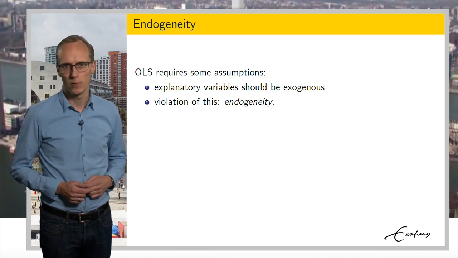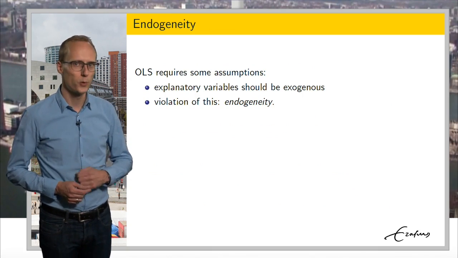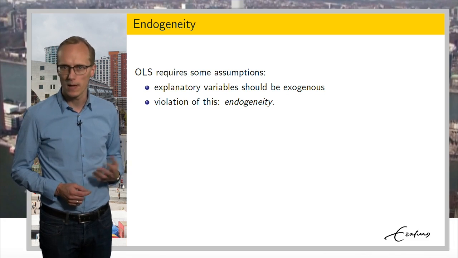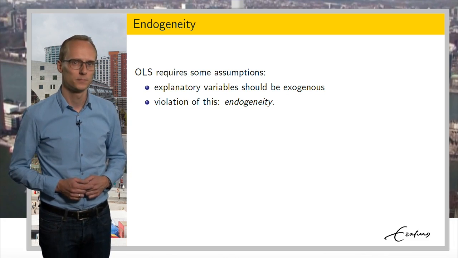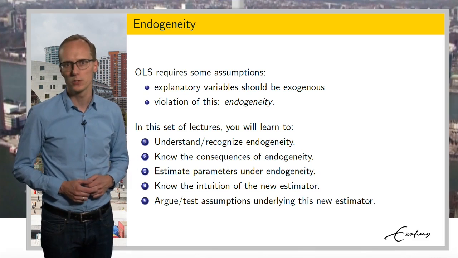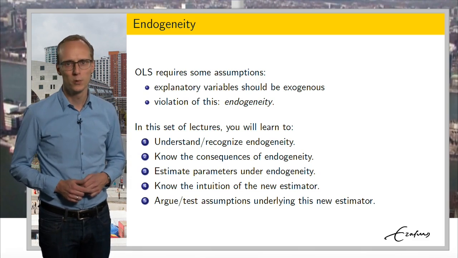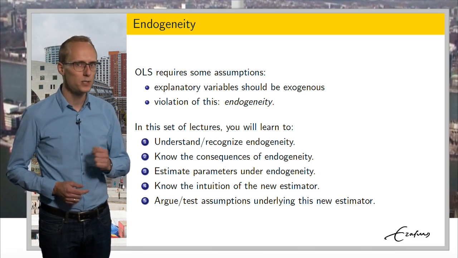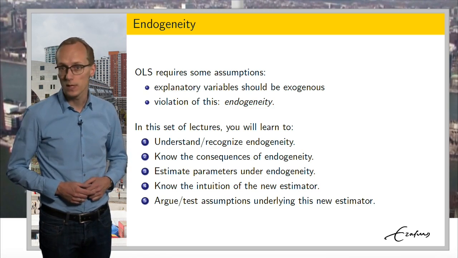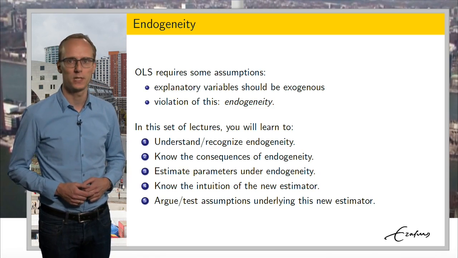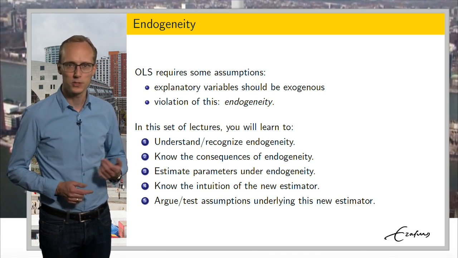Ordinary least squares requires some assumptions for it to correctly estimate causal effects. One important assumption is that explanatory variables are exogenous. The violation of this assumption is called endogeneity. In this lecture and the upcoming ones, you will learn to understand and recognize endogeneity. You will get to know the consequences of this, and you will learn how to come up with an alternative estimator. You will learn how this new estimator works and the conditions that are necessary for it to work properly. Finally, you will learn how to test these assumptions.